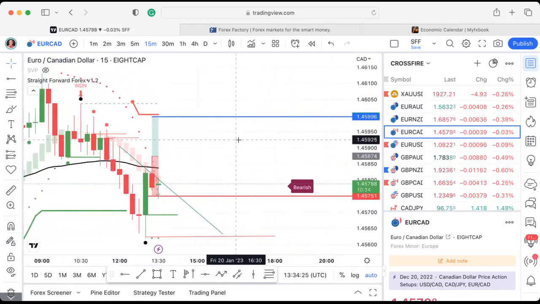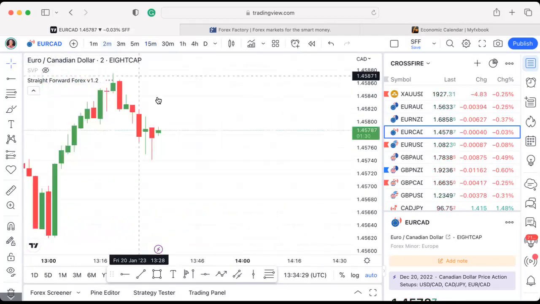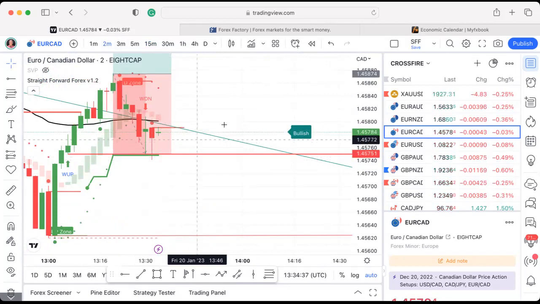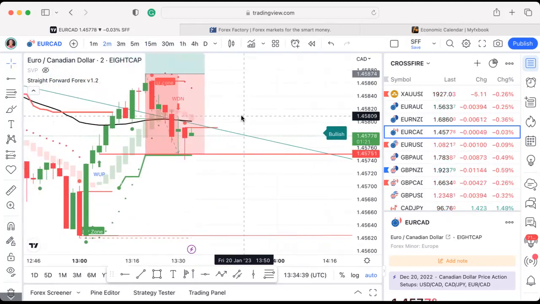Now, let's just go back to the 2-minute chart and look at something else. Yeah, so I would have been stopped out here because the price just weakened below my stop loss. So could I have got a better stop loss?